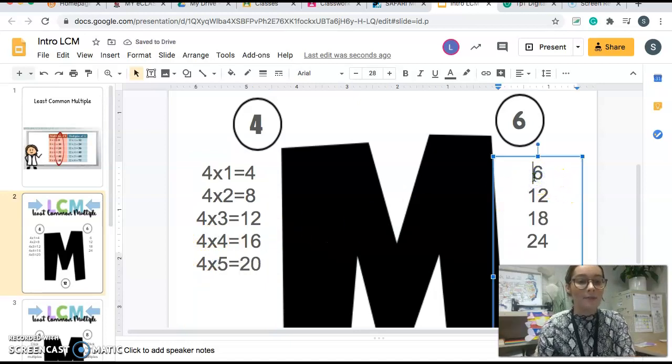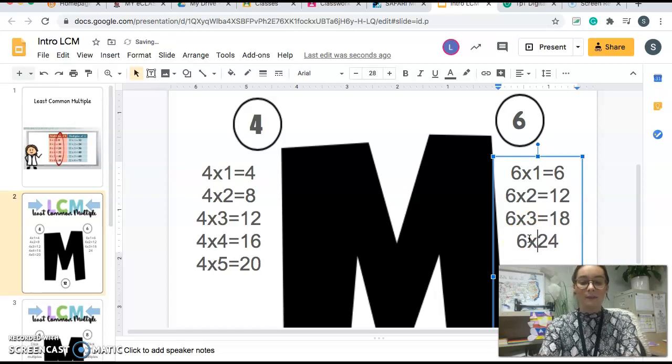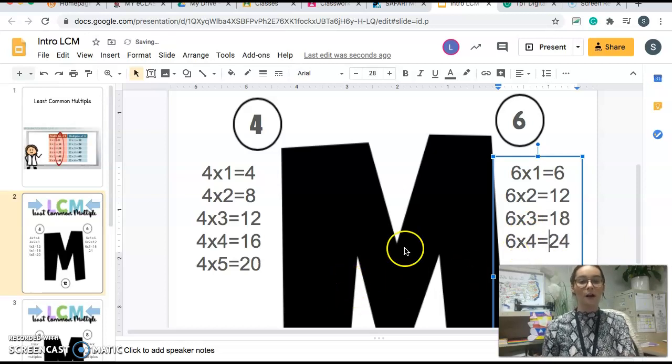We can do the same thing with 6. 6 times 1 equals 6. 6 times 2 equals 12. 6 times 3 equals 18. And 6 times 4 equals 24.